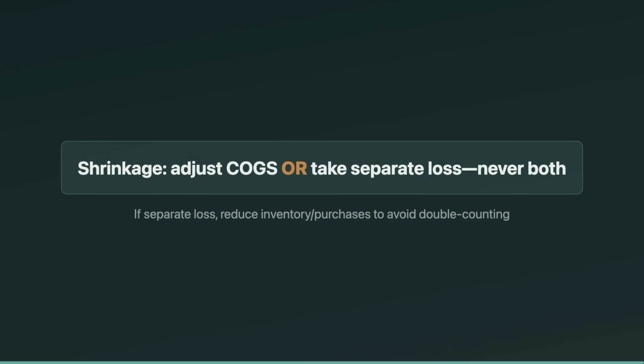Shrinkage is lost, stolen, or damaged inventory. Mechanically, shrinkage reduces ending inventory, which increases COGS. The exam twist is double counting. If you take a separate casualty or theft loss deduction, you must remove those items from COGS by reducing beginning inventory or purchases. You get 1 deduction, not 2. And if there's a reasonable prospect of insurance recovery, you don't claim the loss to that extent.